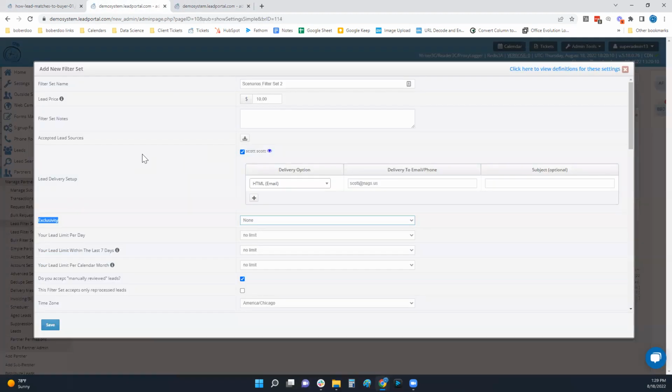If there are 5 matching filter sets and they are all at none, we are going to build the best revenue scenario from the highest 3. If there's a matching exclusive filter set, then we're going to compare the highest 3, exclusivity equals none, against that exclusive buyer.